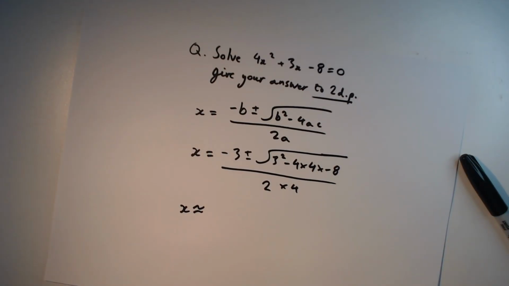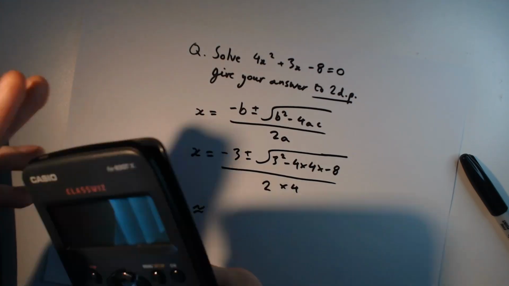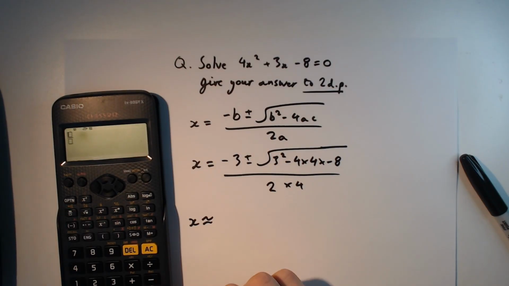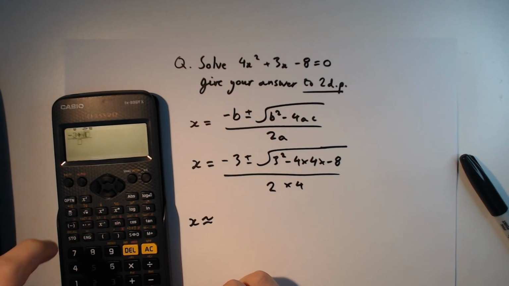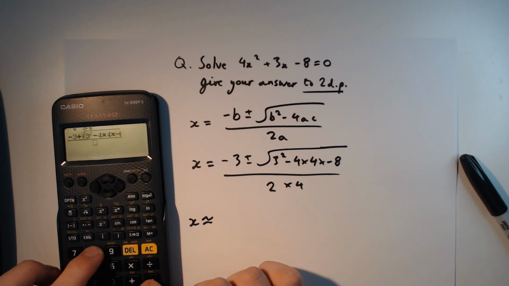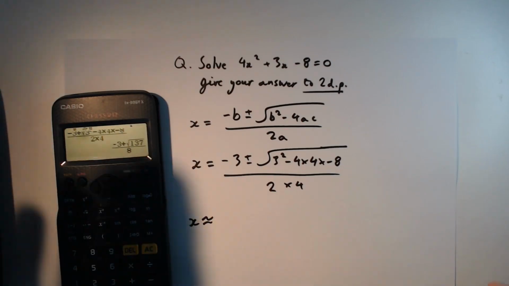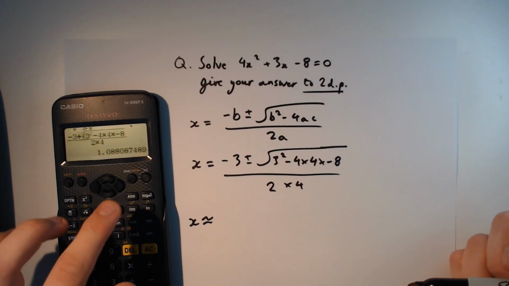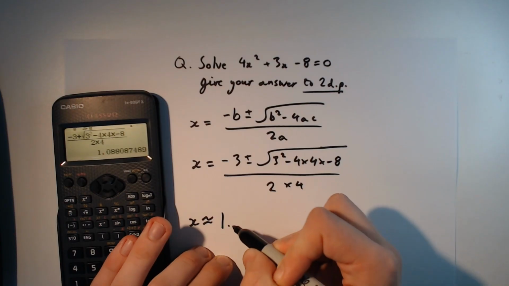And now I produce our calculator for today, and let's type it in. We've got minus 3, let's start with the plus, square root of 3 squared minus 4 times 4 times minus 8, over 2 times 4. And it gives us a bunch of nonsense. You want to press S to D to give us the decimal, and then we're doing this to 2 decimal places, so we get approximately 1.09.